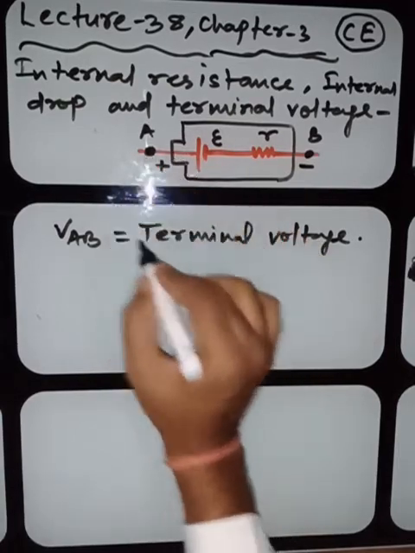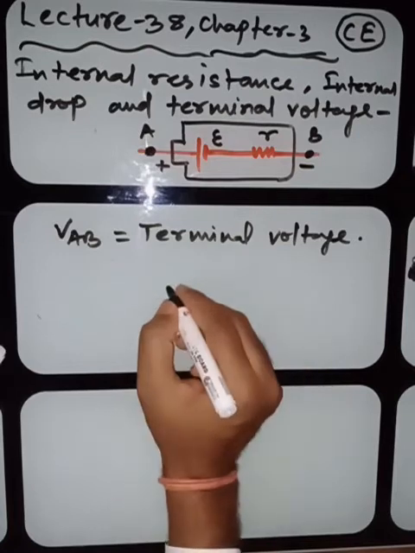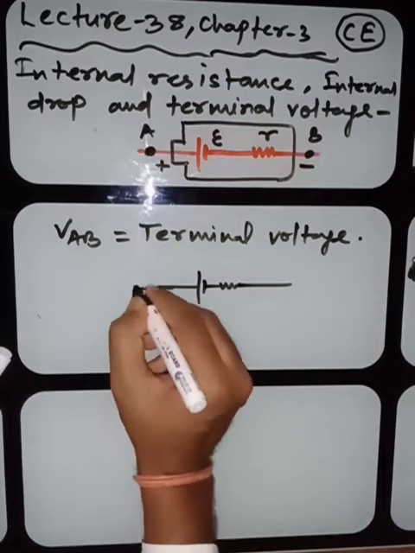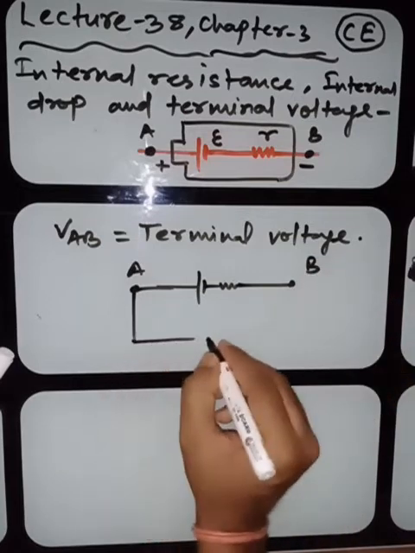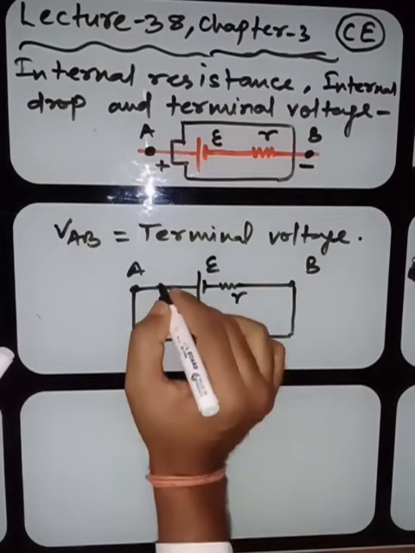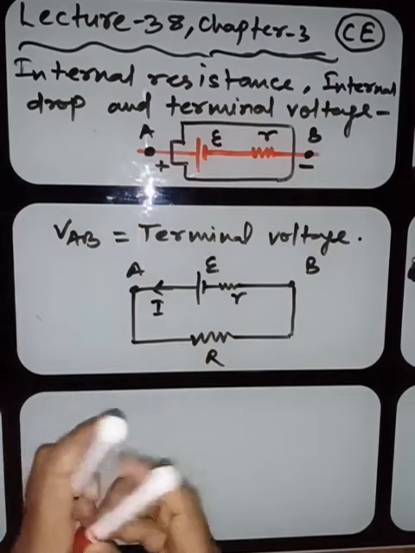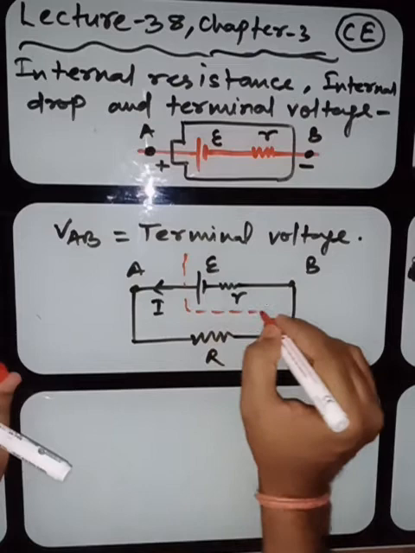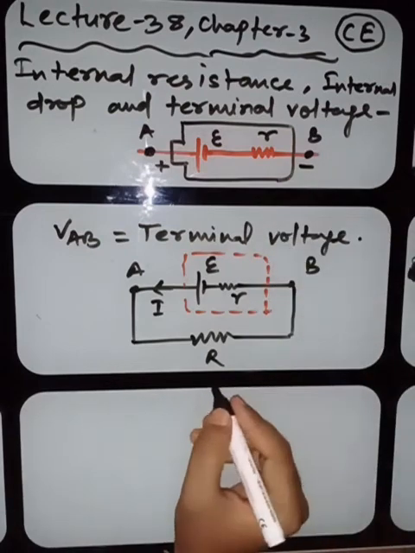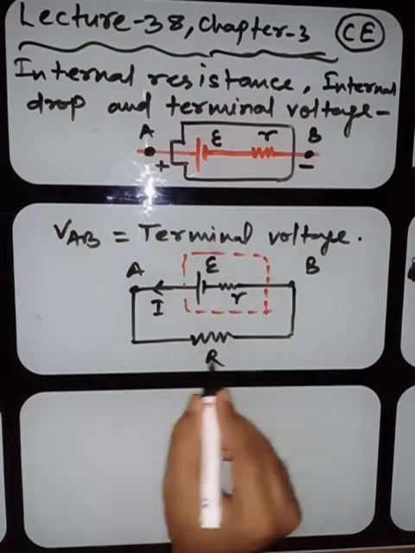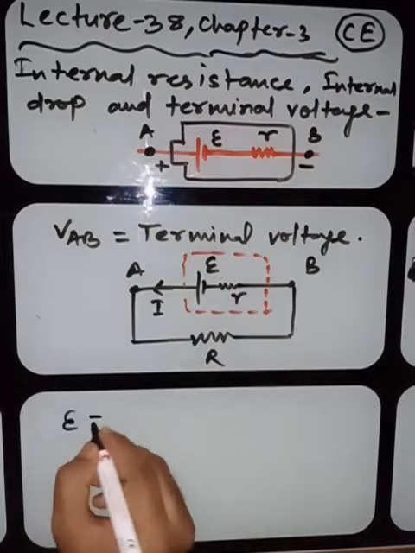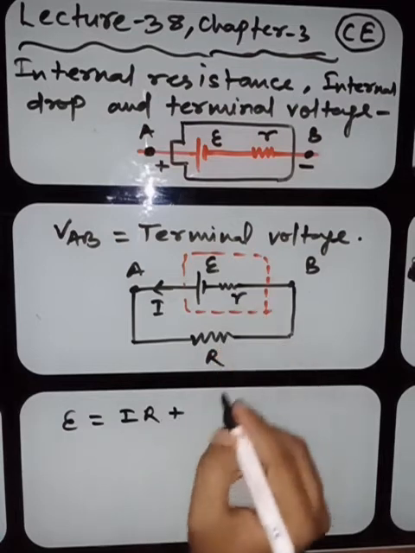So if current flows through this circuit, look here again, if this is the cell of internal resistance r, connected at terminals A and B with a load resistance, say R. This is the internal resistance r and this is the EMF. If current starts flowing, then what will happen? This current drops a voltage over here, and this current drops a voltage over here, and the total voltage will be equal to the EMF. That is, E is equal to Ir plus IR.